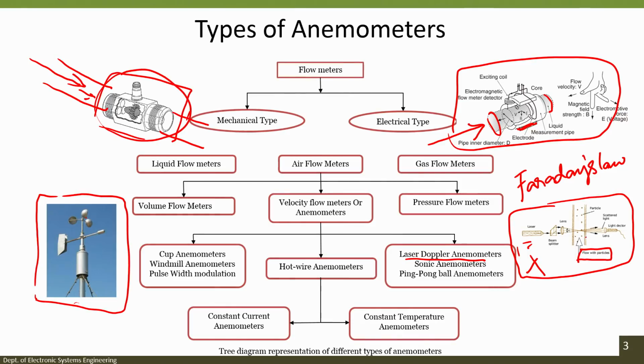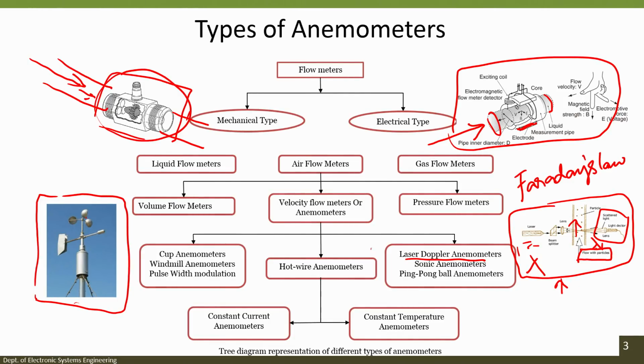And what happens is, for each particle, based on the rate at which the fluid is flowing, the reflected light has lambda 1, that is, the reflected light is of a different wavelength, which is being taken care of by the light detector here. So this difference in wavelength of the incident and the reflected light is used in the laser Doppler anemometer. This technique is non-intrusive. So depending on the type of application, you could choose the type of anemometer. Now this was the details about the laser Doppler velocity meter, which works on the principle of the Doppler effect.